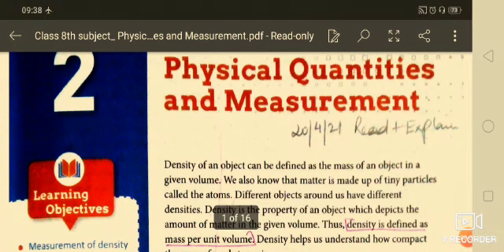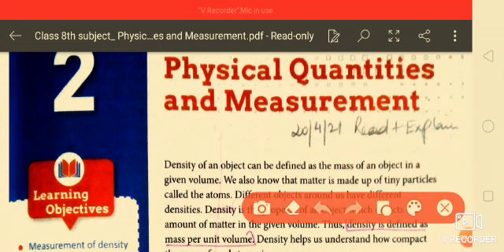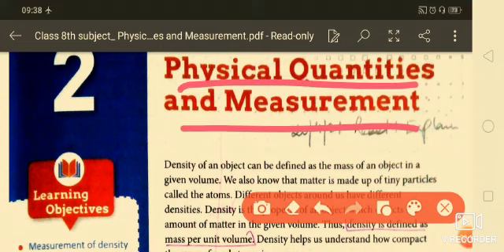Today we will start the second chapter of physics, and the name of that chapter is physical quantities and measurement.